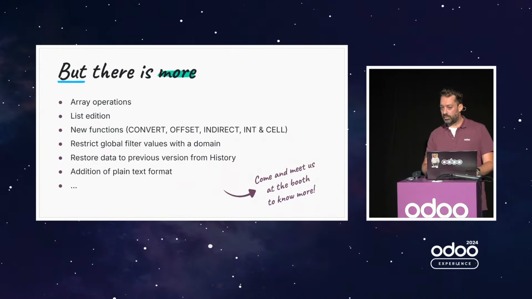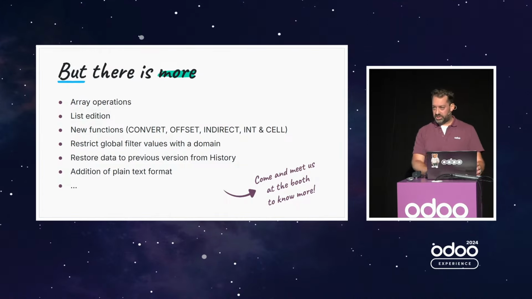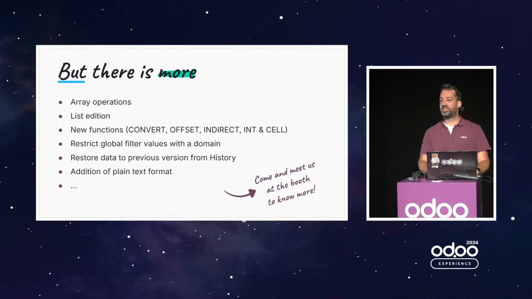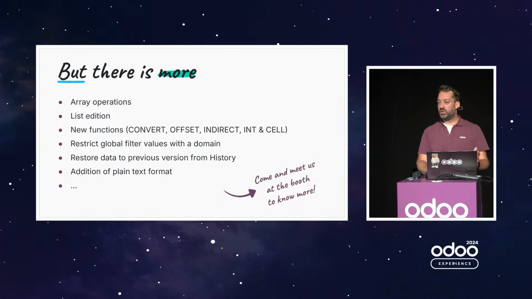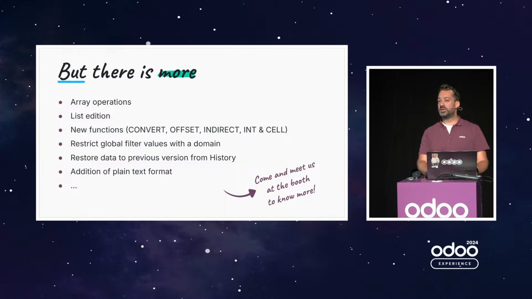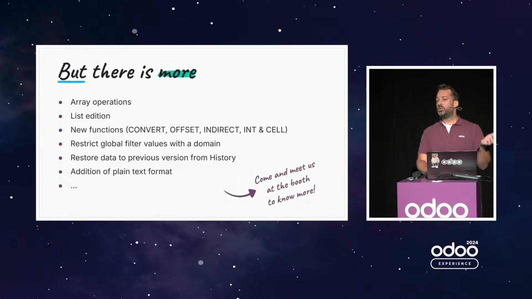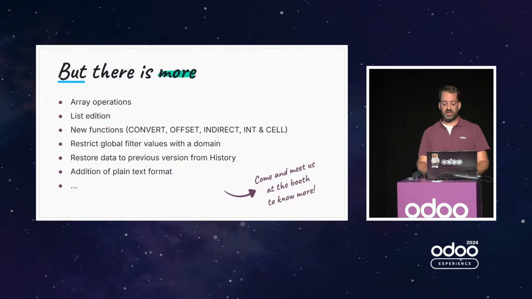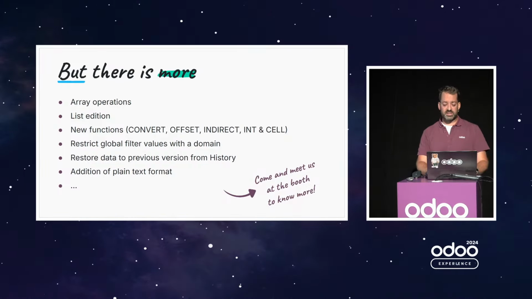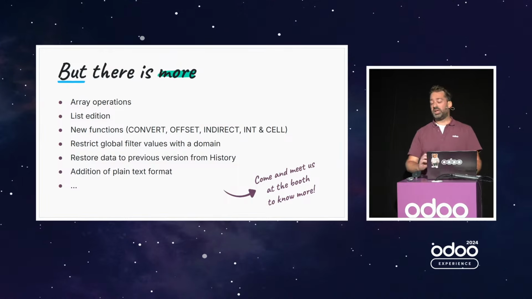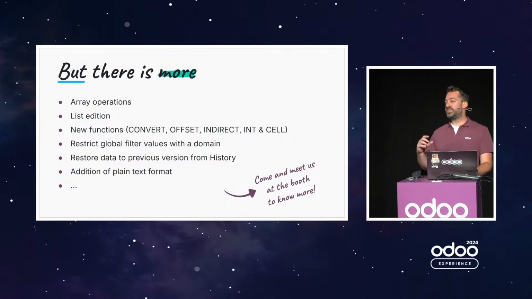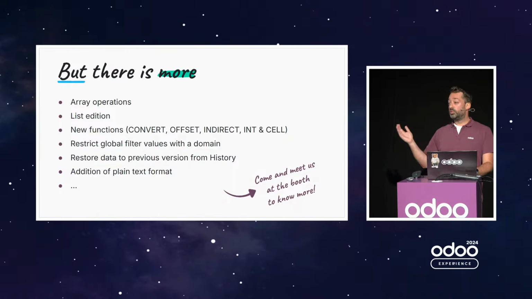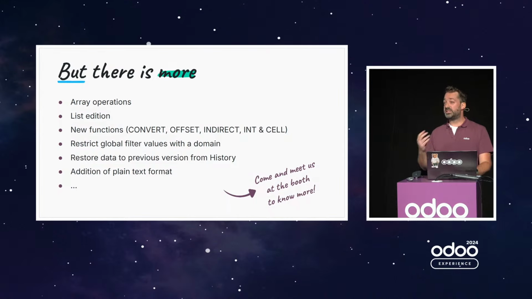But there is way more. We have some array operations. I mentioned that a bit in the pivot, for instance. We can actually use array operations in any formula where it initially requires one cell. You can use range, but Vincent will explain that way better than me right after that. You can edit some lists. We added some functions. In the global filters, you can now restrict the values that will be displayed so that you can maybe restrict to a country, to a sales team or whatever.